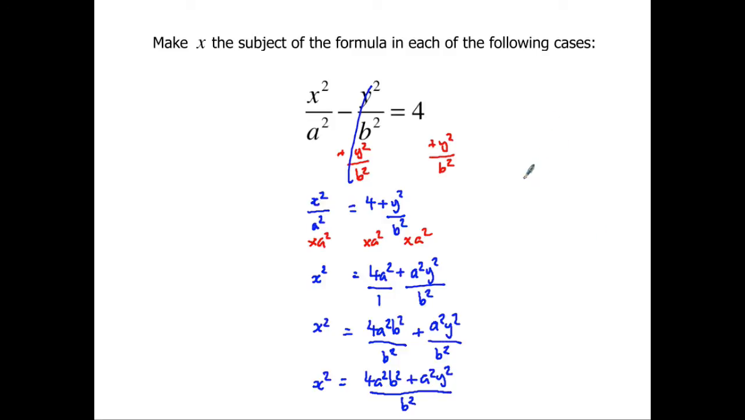So now all I need to do is remove the squared term here, and to do that I'm just going to square root both sides. So little note, just going to root both sides so that I end up with x equals, and bear in mind there's going to be two answers to the square root, so it'll be plus or minus the square root of, and then all this lot, 4 a squared b squared plus a squared y squared over b squared.